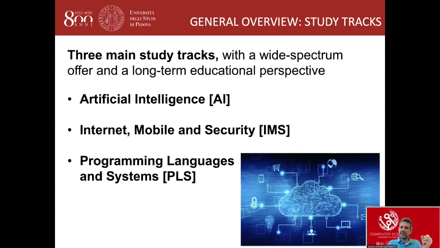And the three study tracks are the following. The first one is in artificial intelligence. The second one is in internet, mobile, and security. And the third one is on programming languages and systems. I will later give you more details about the courses and the organization and so on.